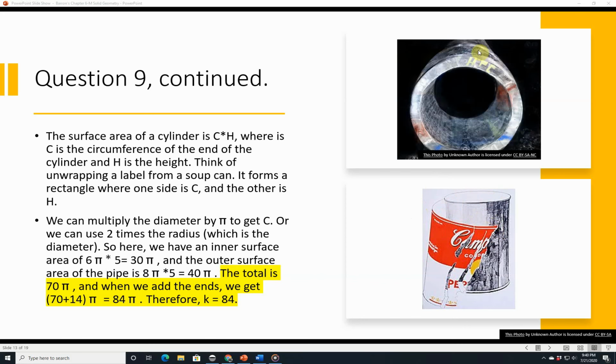So it works the same way with this pipe here, like the sewer pipe that we've been talking about. We can multiply the diameter by pi to get C, or we can use 2 times the radius, which is the diameter, and multiply that by pi to get C. So here we have an inner surface area of 6 pi times 5, which is 30 pi, and the outer surface is 8 pi times 5, which is 40 pi. The total is 70 pi, and when we add the ends, we get 70 plus 14 times pi, which is 84 pi. Therefore, k is equal to 84.